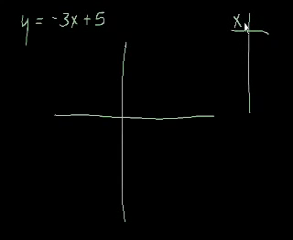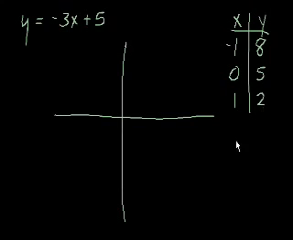So x and y. So if x is negative 1, then negative 1 times negative 3 is 3 plus 5. It's 8. If x is 0, then y is 5. That's pretty easy. If x is 1, negative 3 times 1 is negative 3. Then y is 2. If x is 2, negative 3 times 2 is negative 6. Then y is 1. Is that right? Negative 6. No, negative 1. Something was wrong there. Right.